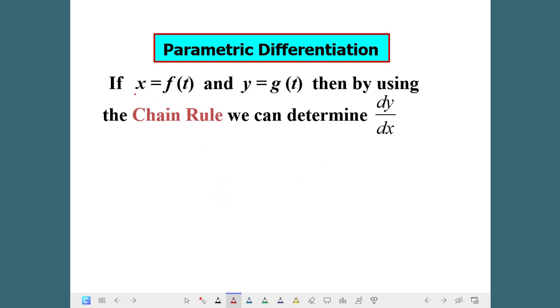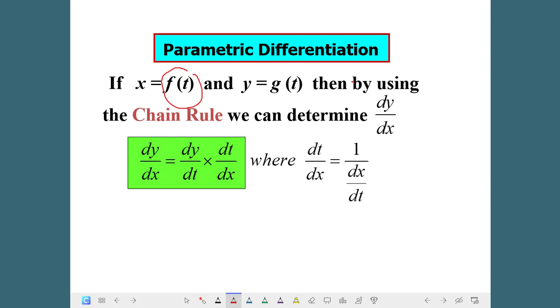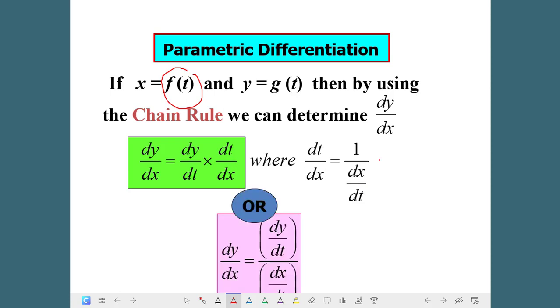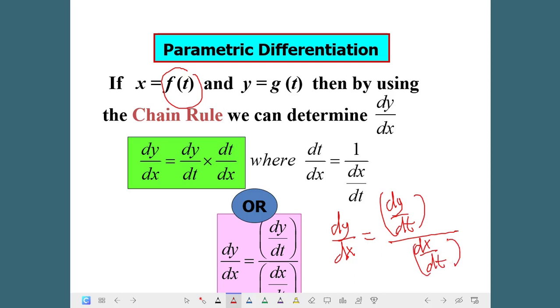And parametric differentiation: if x is given in the parameter t and y is given in t, then by using the chain rule we can determine dy/dx. dy/dx equals dy/dt times dt/dx. Then dt/dx is equal to 1 over dx/dt, so dy/dx is equal to dy/dt over dx/dt. Just remember this formula.